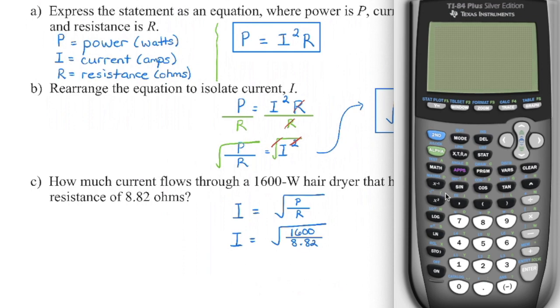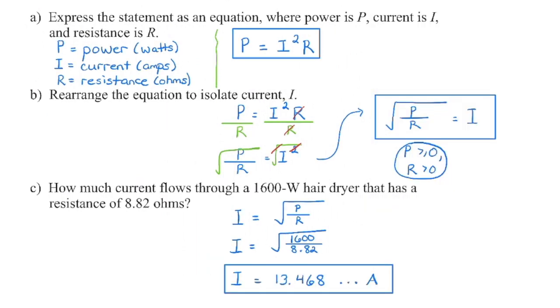So we're going to begin by taking the square root, and then we're going to go 1600. And then we're going to divide by that 8.82 and get a value of 13.4687, etc. And because this question does not specify what to round to, we're going to just leave that as an exact number, indicating it keeps on going. But it's really important you include the appropriate units. So we know that I is measured in amps.